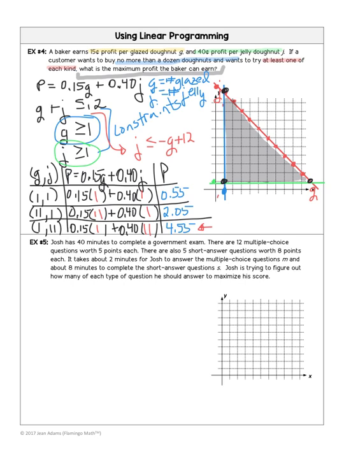So therefore, maximum profit is $4.55 for 1 glazed and 11 jelly donuts.